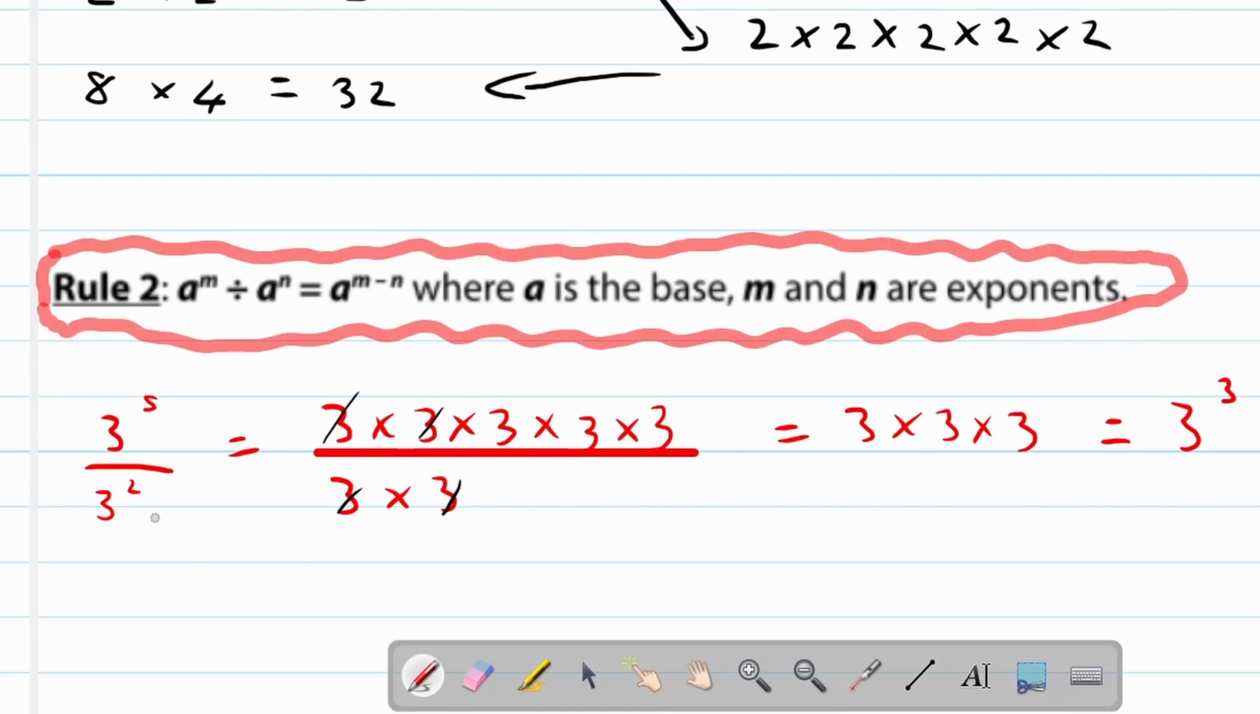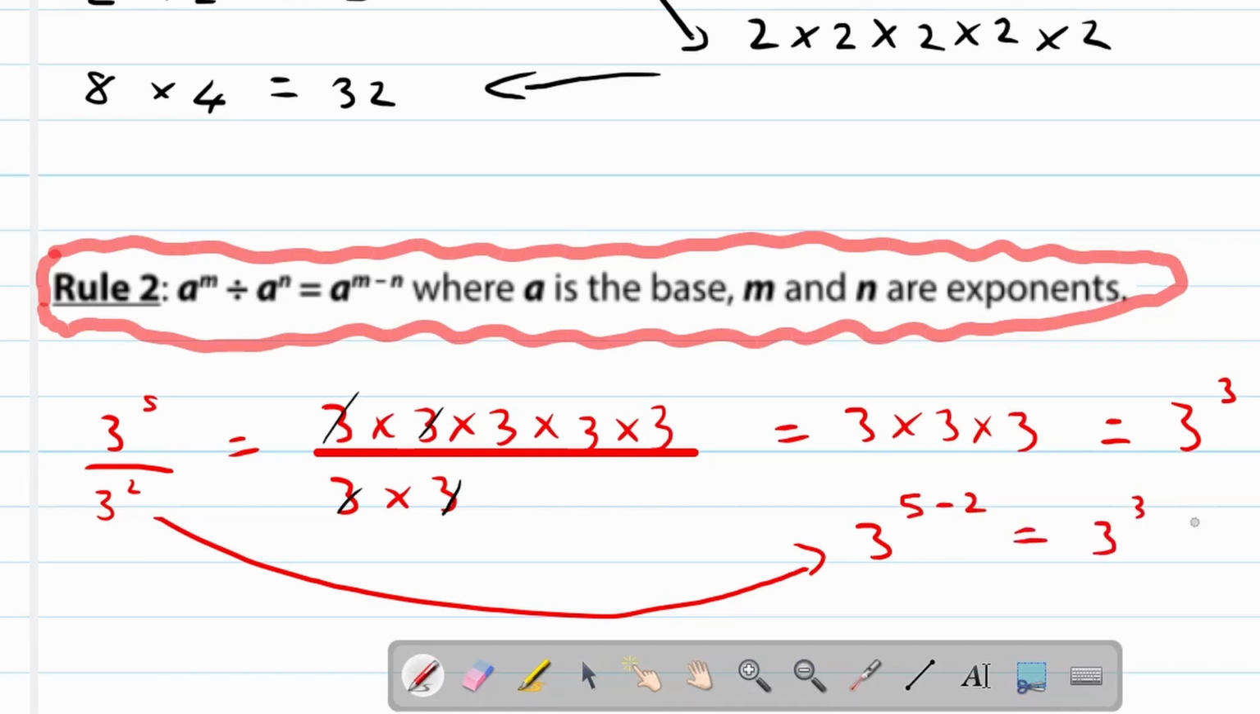Now, if we go directly from here, interpret our rule 2, then if we divide, then we can say 3 to the power of 5 minus 2, which is equal to 3 to the power of 3, which is exactly the same as what we got by applying this rule 2, which states a to the power of m divided by a to the power of n is equal to a to the power of m minus n. And that's where a is the same base and m and n are exponents.